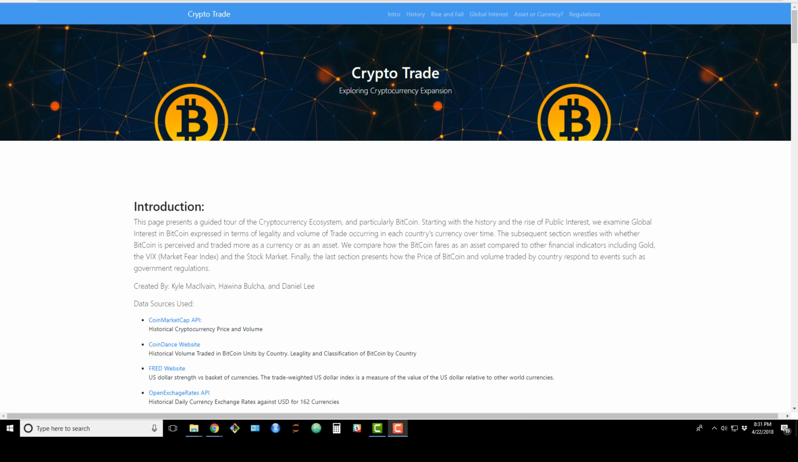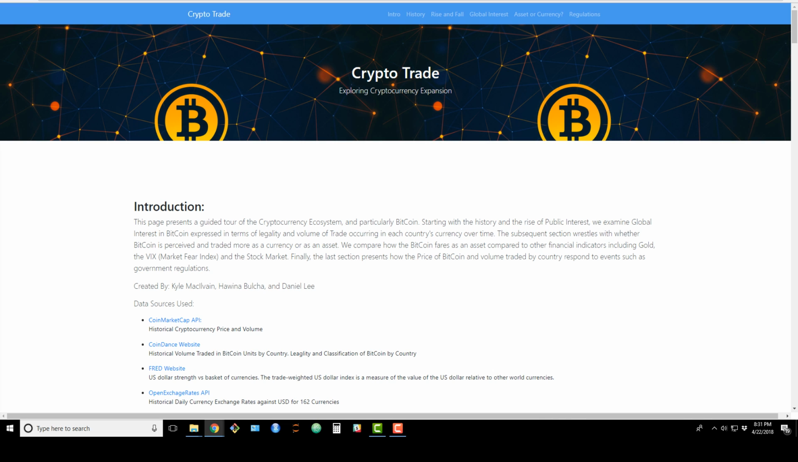We wanted to create a place for someone who wants to learn more about cryptocurrencies and Bitcoin in particular. Our approach was to aggregate data from multiple different sources to give a broad overview of what some of the key drivers are of the price and volumes of Bitcoins traded historically.